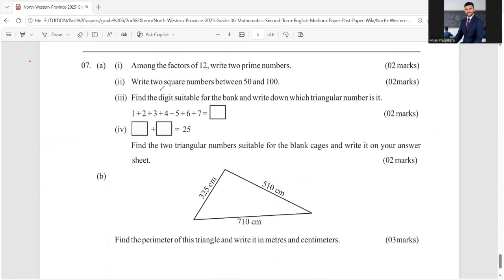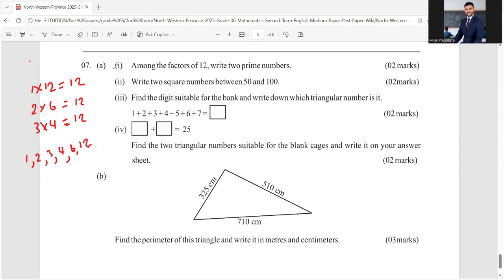Okay. Last question. Among the factors of 12, write 2 prime numbers. So you know factors of 12, right? 1 into 12 is 12. This is how you find the factors, right? 2 into 6 is 12. 3 into 4 is 12. Right, that's it. Those are the ways. So all the factors of 12 are 1, 2, 3, 4, 6, and 12. These are the factors of 12.